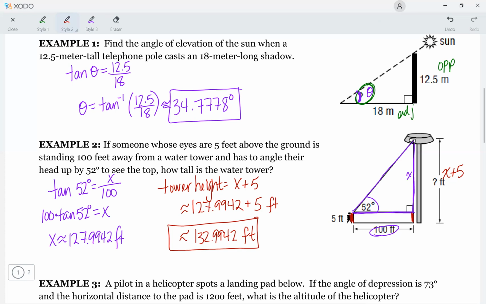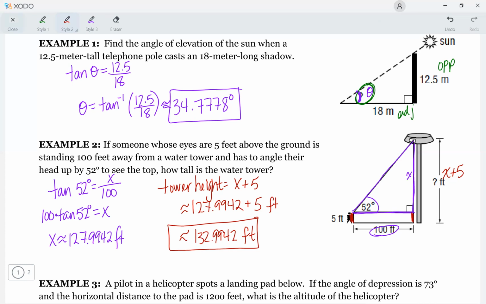Now you'll notice I'm leaving my answers rounded to the nearest 10,000th. Again, I'm trying to stay very accurate, but keep an eye out for your problems. Sometimes they'll have you round to the nearest 10th, 100th, maybe even to the nearest foot. But as long as I'm pulling those 4 decimal places along while I do my work, my answers will still be pretty accurate.